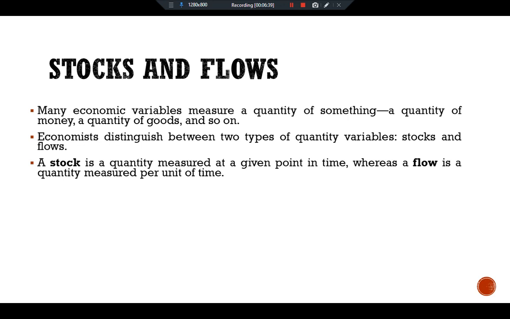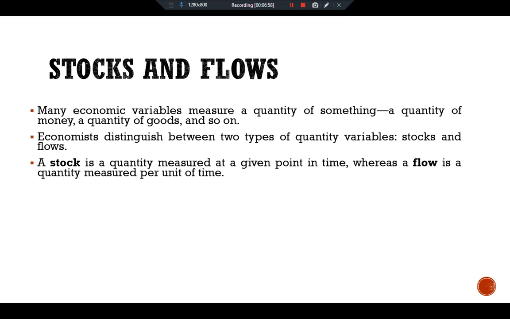Notice that we measure stocks and flows in different units. We say that the bathtub contains 50 gallons of water, but the water is coming out of the faucet at 5 gallons per minute.